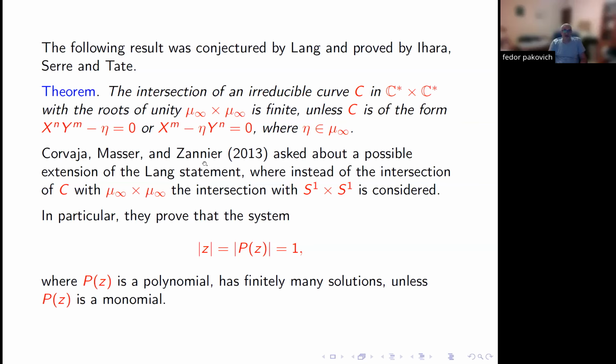Carvalho, Master, and Zanien asked about a possible extension of Lang's statement, where instead of these intersections, we consider just the intersection with the product of circles. We don't care about the fact that they have finite order; we just consider all points with absolute value equal to 1. In particular, they proved that this particular system, where P is a polynomial, has finitely many solutions unless P is a monomial.